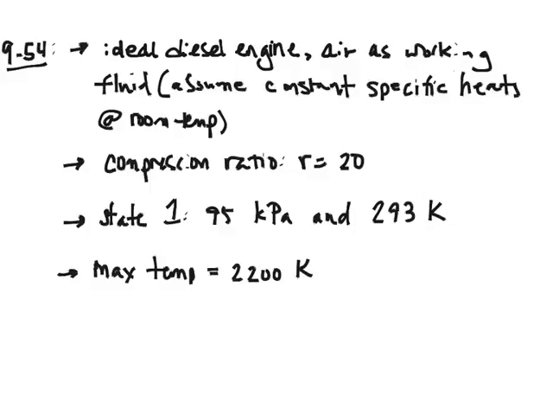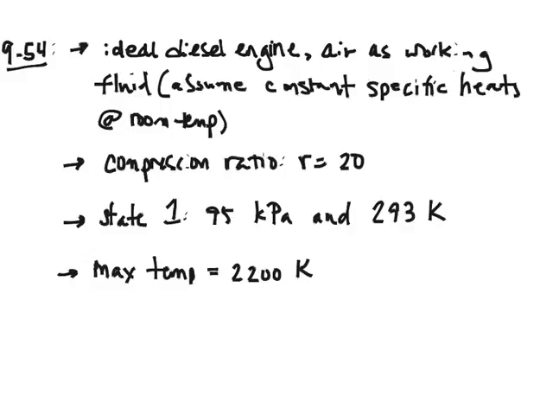This is problem 9-54 out of your book. We're told that we have an ideal diesel engine with air as the working fluid, and we're told to assume constant specific heats at room temperature in this problem. The compression ratio of our engine is 20, so r equals 20, and we're told that at state 1, we have air at 95 kPa and 293 K. We're also told that the maximum temperature in our cycle is 2200 Kelvin.